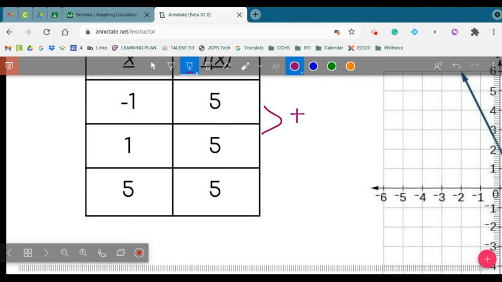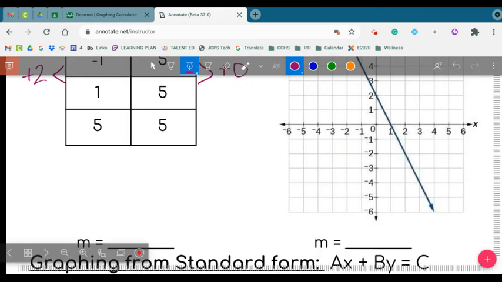So from our table, you are changed. From 5 to 5, we are not going up any, so plus 0. Negative 1 to 1, we're going up 2. So remember, we always do our y over our x. So we're going to have 0 over 2, which equals 0.